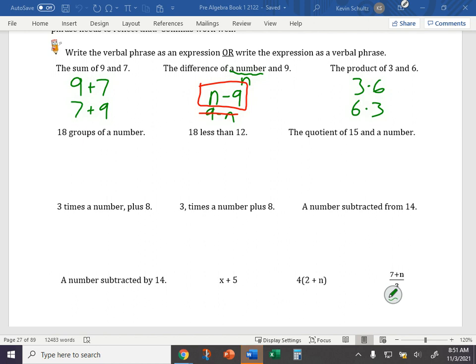18 groups. Question? Do we have to write it? No, you don't have to write them both. You just need one of them. 18 groups of a number. Groups of. Kendall.